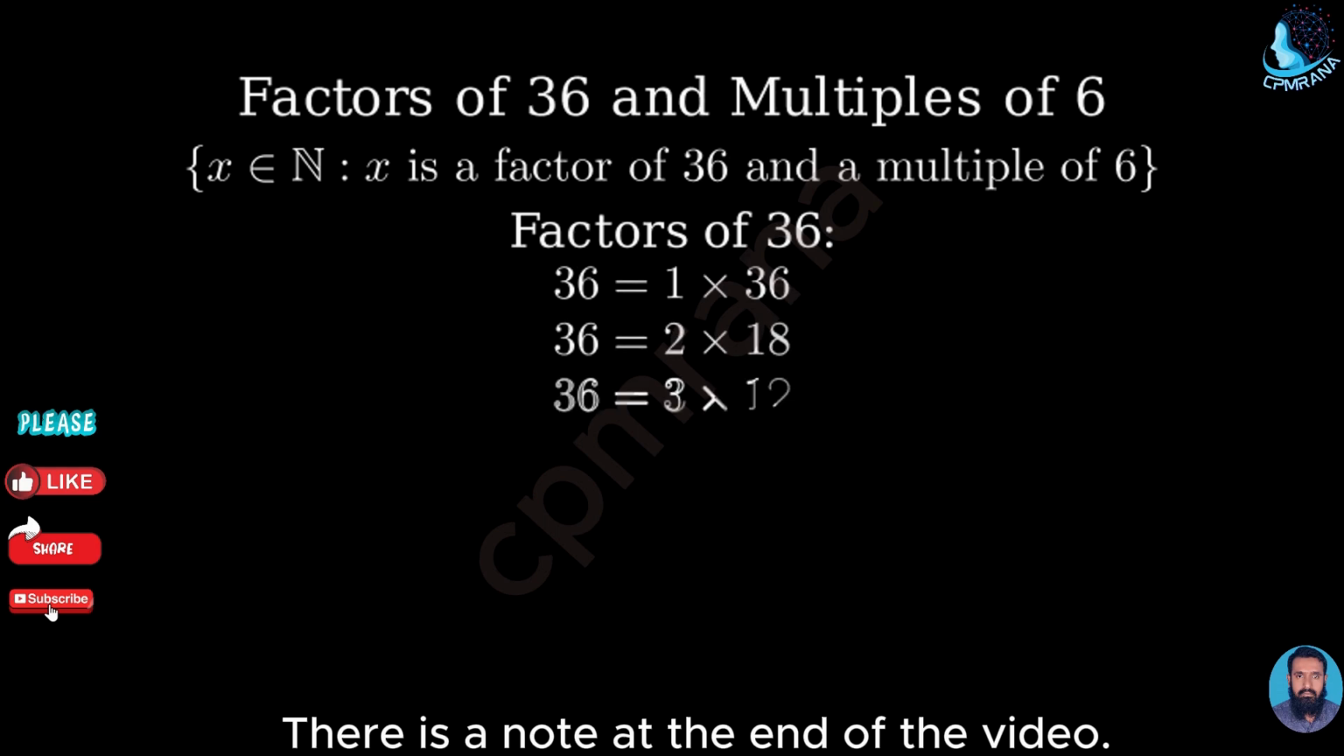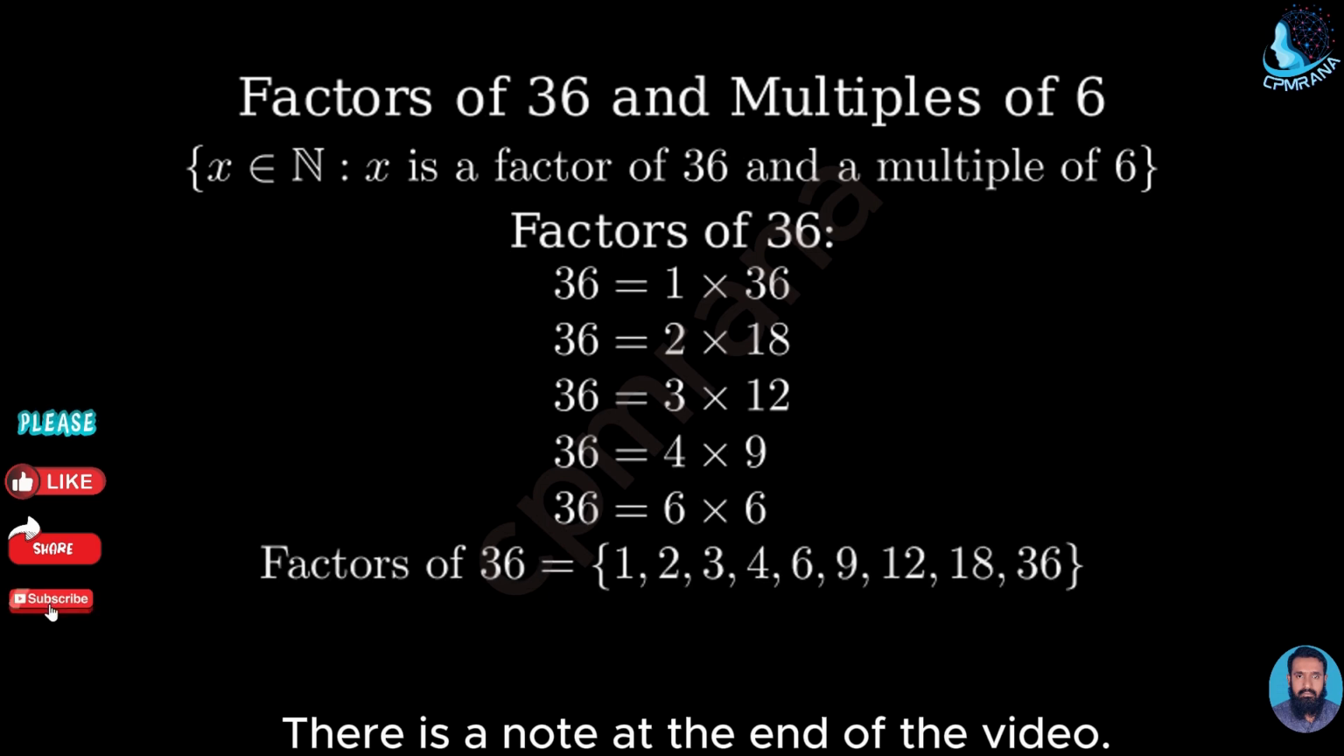We can do this systematically by finding pairs of numbers that multiply to give 36. From these pairs, we can list out all the factors of 36. They are 1, 2, 3, 4, 6, 9, 12, 18, and 36.